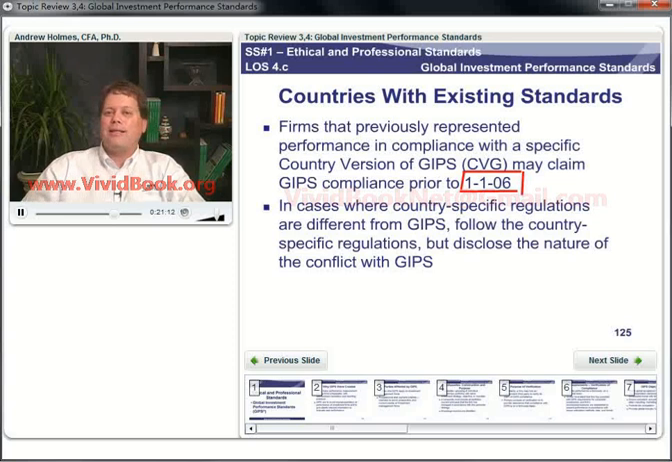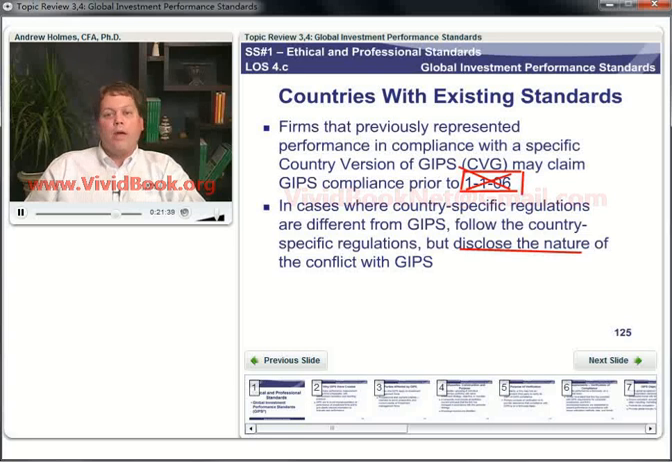But since 2006 is now a long time ago, I think that's actually becoming something that is irrelevant in the real world, and I think increasingly perhaps irrelevant for exam purposes. In cases where country-specific regulations are different from GIPS, of course you follow the country-specific regulations and you disclose the nature of the conflict. So we've already said that, but it's an important part of the GIPS world.